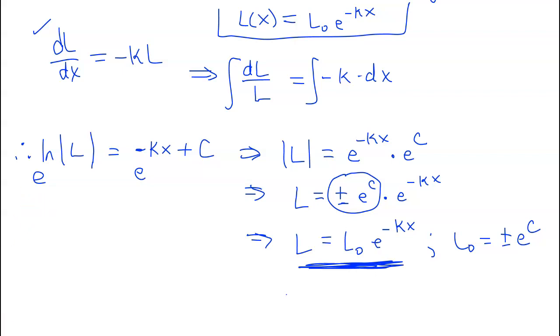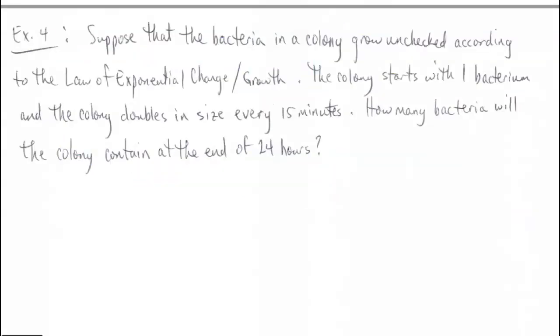All right, so let's move on to the last example. For this last example, we suppose that we have bacteria in a colony growing unchecked according to the law of exponential change, okay? And in this case, since it's bacteria growing, that's going to be exponential growth. The colony starts with one bacterium, and the colony doubles in size every 15 minutes.